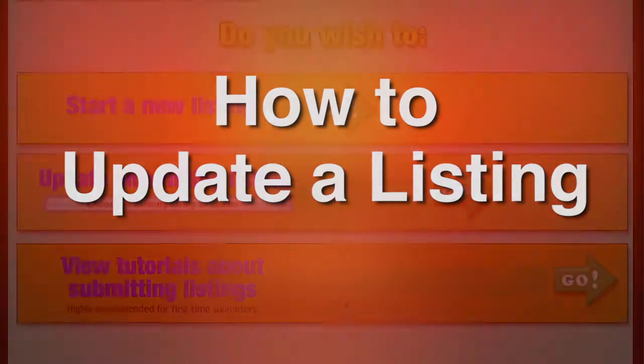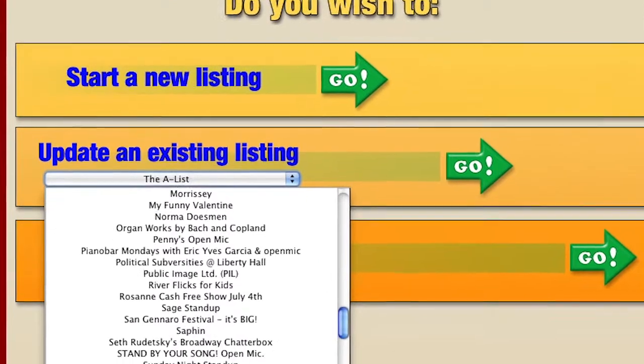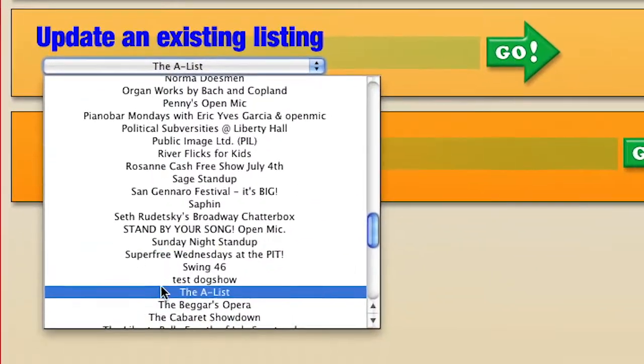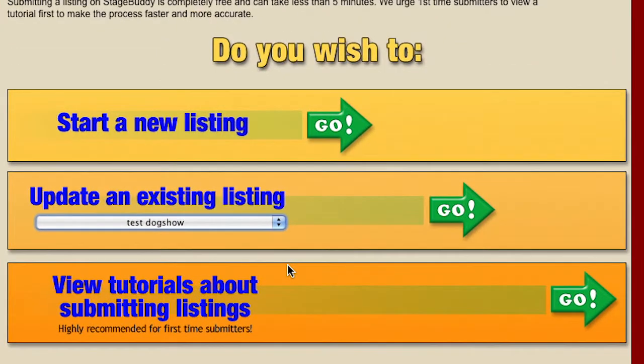So we just showed you how to start a new listing, but let's show you how to update an existing listing. If you've done the listing, you can go back to it. Now, let's go to, let's say, the test dog show. That's the one we did before. Now, what if you didn't do the listing? Let's say we did the listing and you want to update a listing that we did over here or somebody else did. Well, very simple.